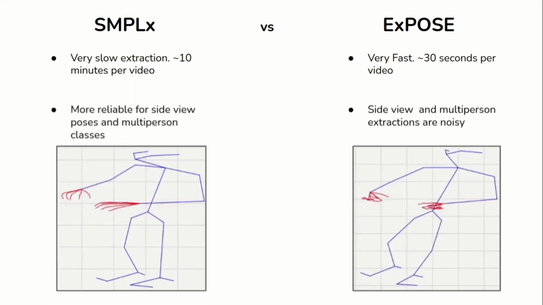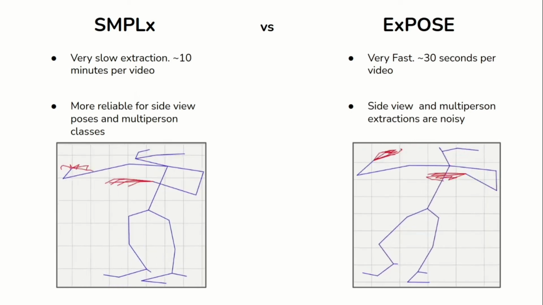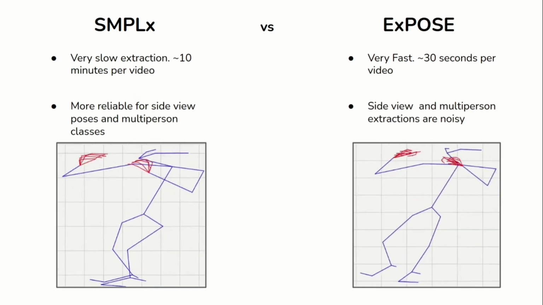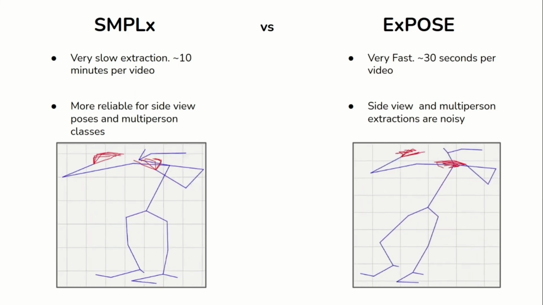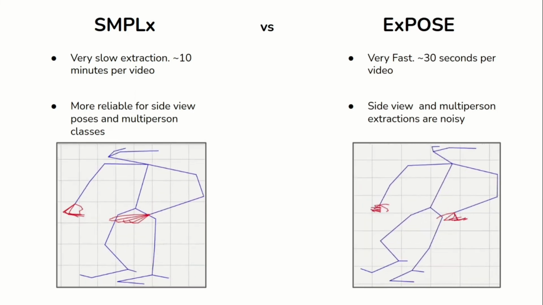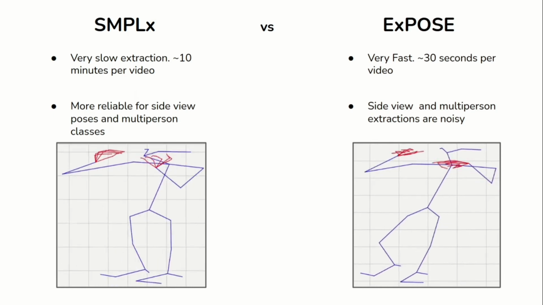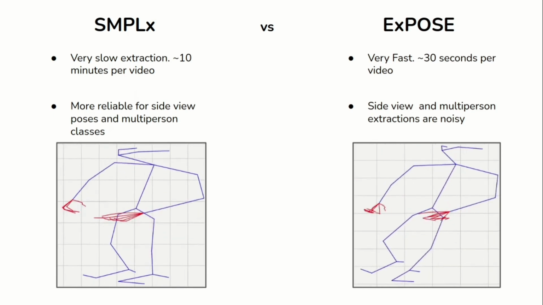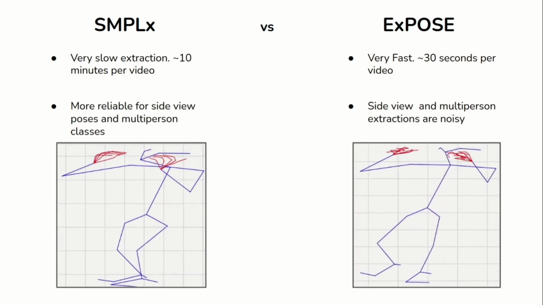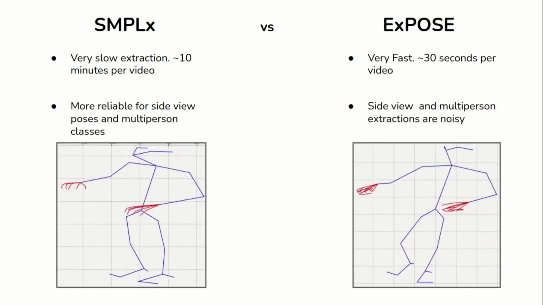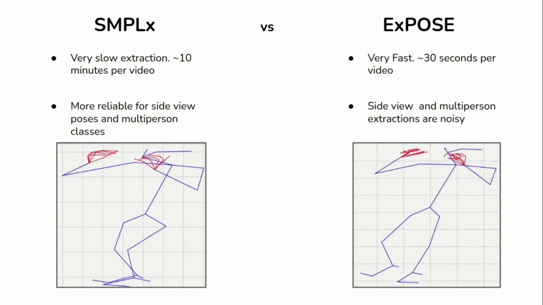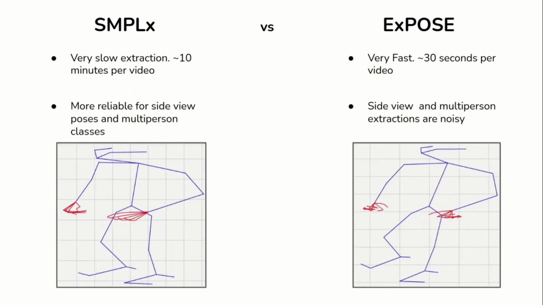However, for many side view samples and multi-person classes, 3D skeletons derived from Expose are a lot noisier, especially for the finger joints, as shown in these samples. Hence, for such classes, we use SMPLX to extract the 3D skeleton. Please note that both SMPLX and Expose provide skeletons in exactly the same topology, making our dataset coherent.